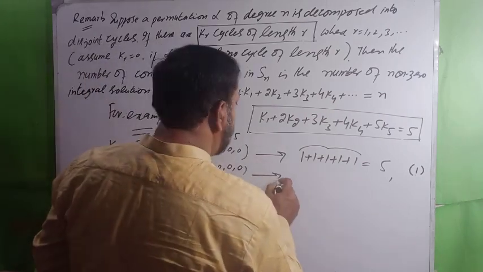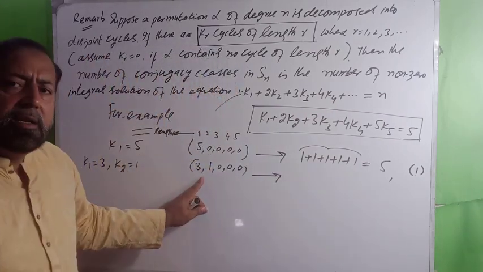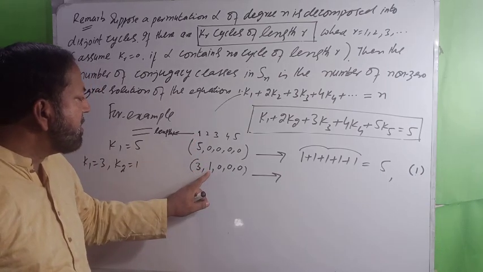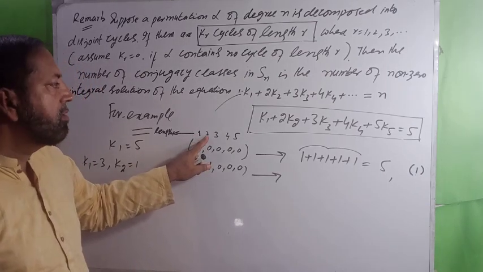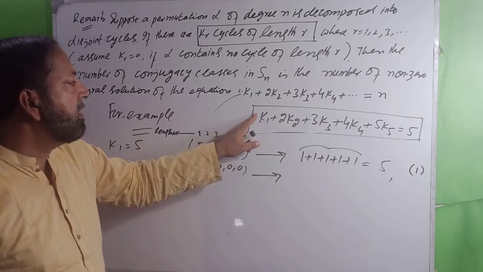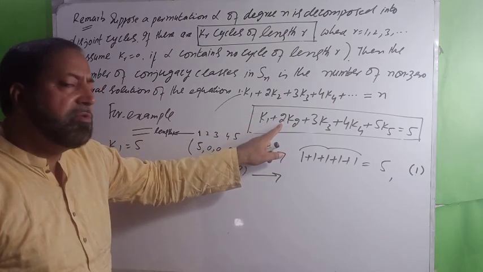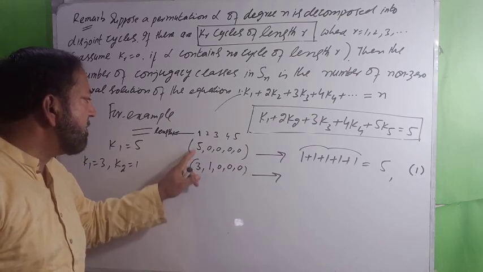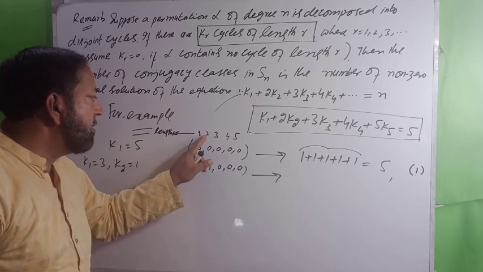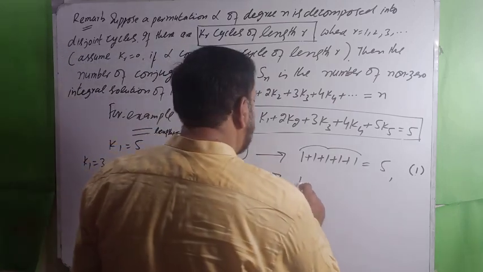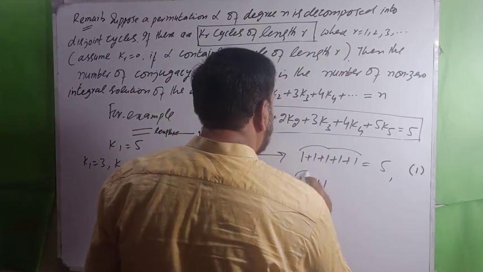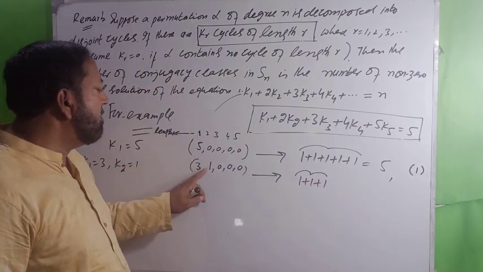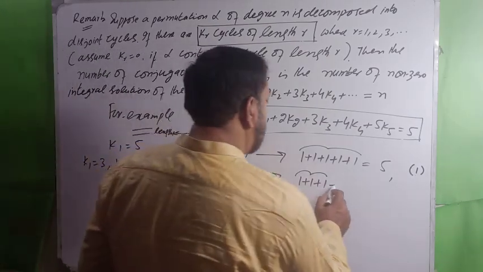So what are we getting? We are getting 3 cycles of length 1 and 1 cycle of length 2. Right? k1 cycles of length 1, k2 cycles of length 2. So in this solution, we are getting 3 cycles of length 1 and 1 cycle of length 2. That's why you have 1 plus 1 plus 1. These are the 3 cycles of length 1 and 1 cycle of length 2, which is equal to 2.